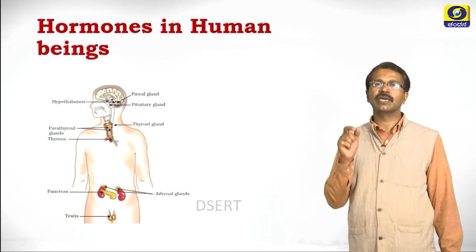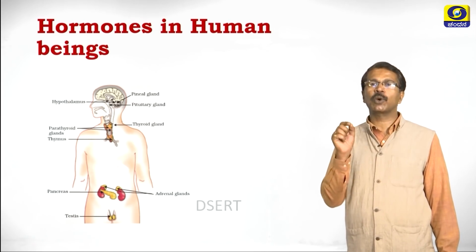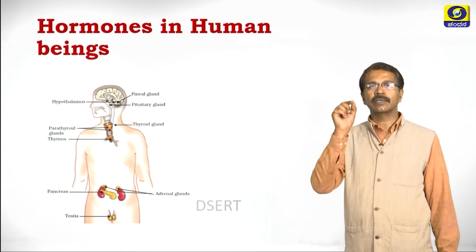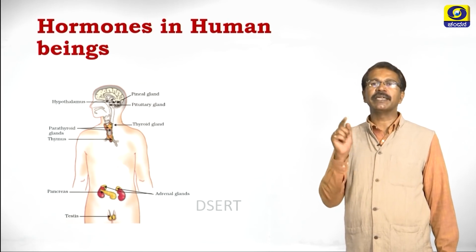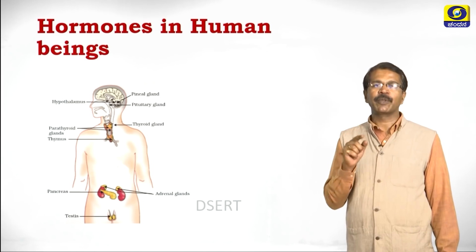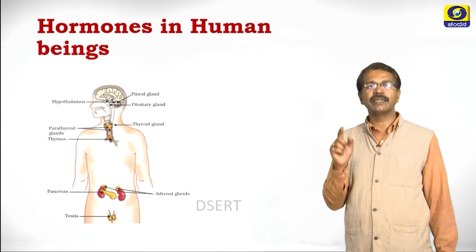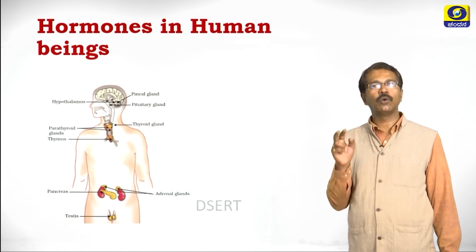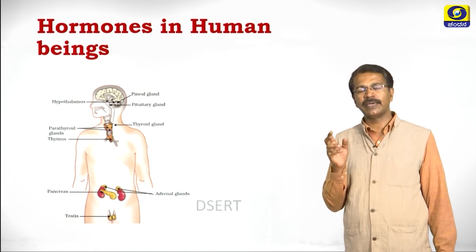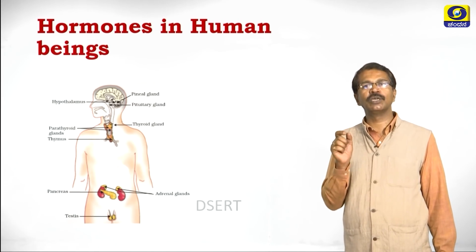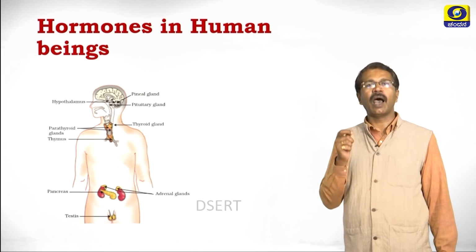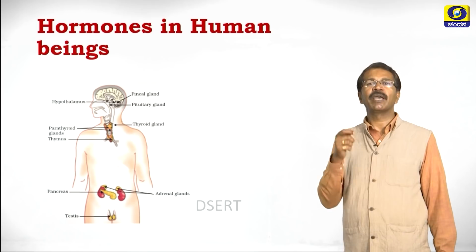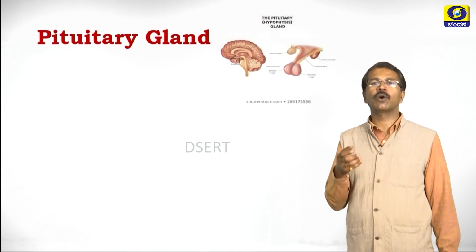And next are the glands which are just located above the kidneys. Those are called adrenal glands. Apart from that, in the case of men, you will find testes, and in the case of females, you will find ovaries. These glands are specific to the gender of the human being. Now let us study how these glands help in control and coordination.